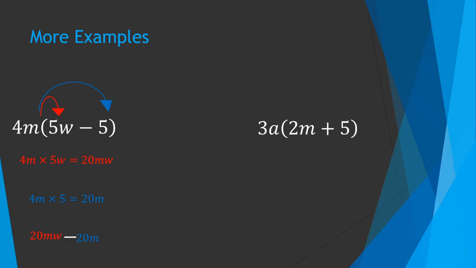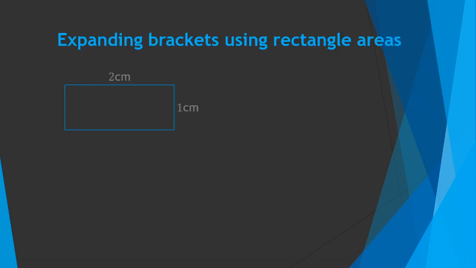Let's look at another example. 3a times all of 2m plus 5. The first thing is to multiply 3a with the first inside term, which is 3a times 2m, giving us 6am. Then the other one, which is 3a times 5, giving us 15a. Drop down the plus symbol and drop down your two answers. So our two answers are over here on the left: 20mw minus 20m and 6am plus 15a.